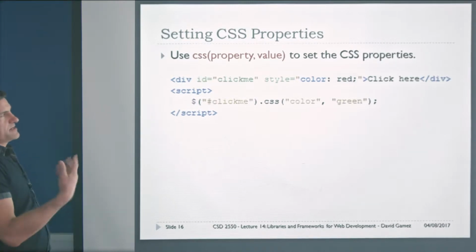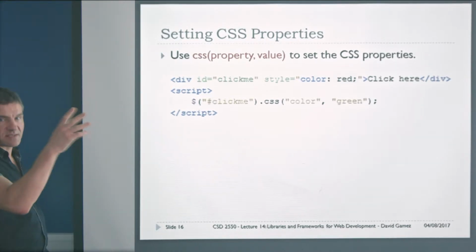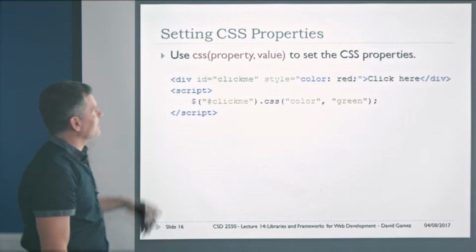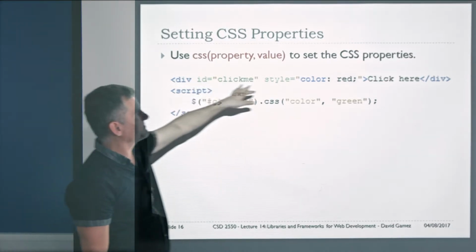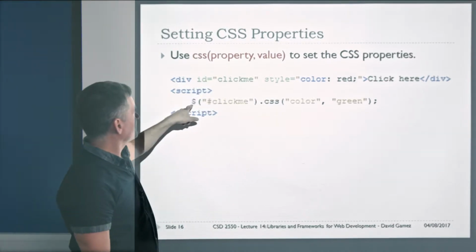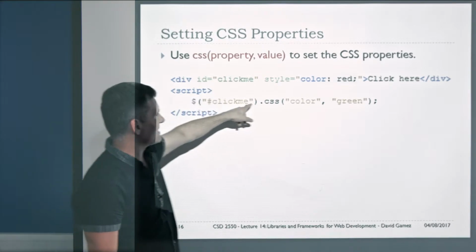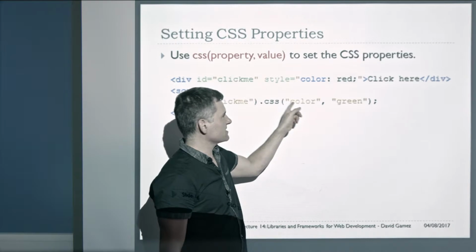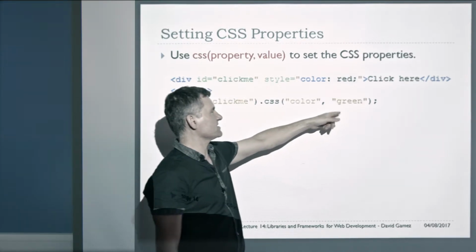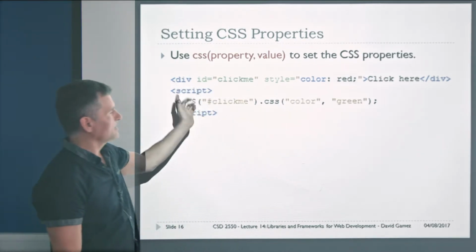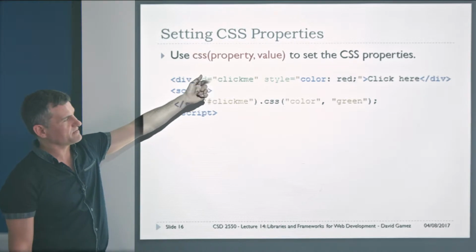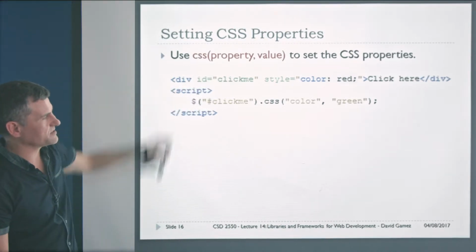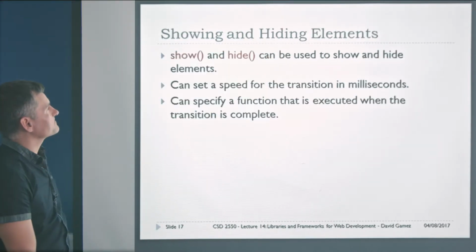And then, of course, I can use css to set the property in the same way as the html method. So here I have a div with style color red, and I select click me again, picking that div out, .css, and here's the key, and here's the value. So that's the CSS property, and that's the value I want to set that property to. This time I'm changing the color of this div. Click here, and it's going to change from red to green when this code is invoked.